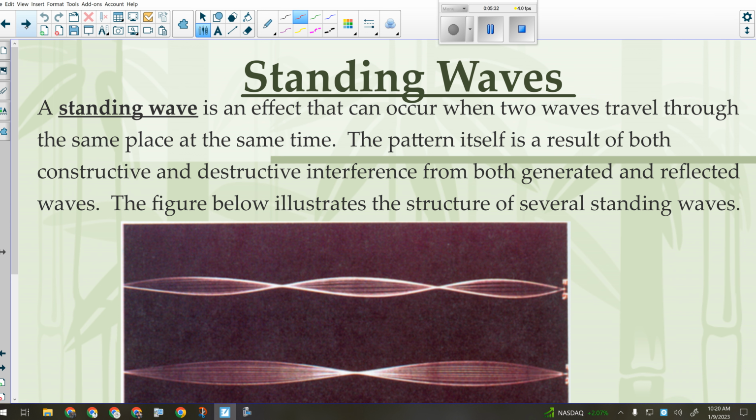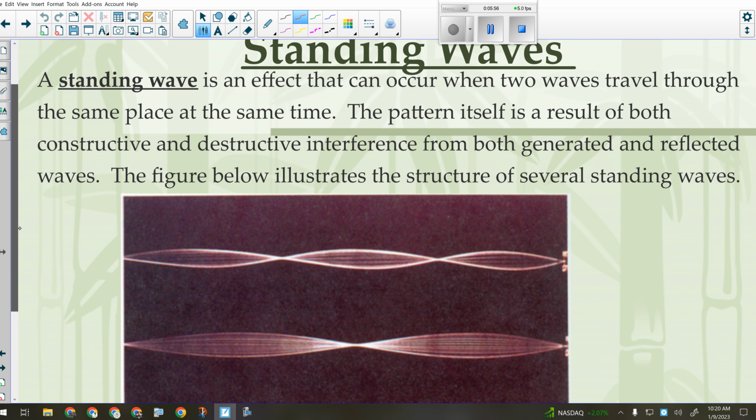Okay, so a standing wave is an effect. It isn't really standing. The pattern stands, but the waves are actually moving back and forth. So standing wave is kind of a misnomer, kind of a bad name. The pattern stays still, but the waves are moving back and forth. It happens when two or more waves travel through the same space at the same time. The pattern is the result of both kinds of interference.